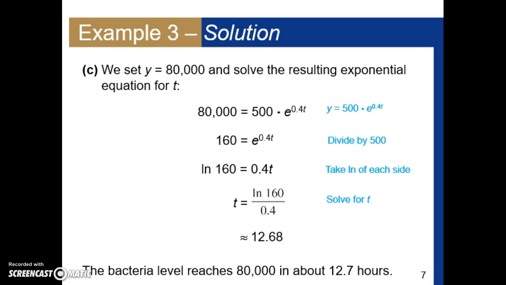So part C says, at what time will the current population be 80,000? So we know that's y. We're going to substitute that into our model for y. We divide both sides here by 500. That's where we got the 160 from. And then we're going to introduce natural log to both sides, just like we do when solving these exponential equations. We know the natural log of e to the 0.4t, natural log and e undo each other. They're inverse operations, so we're just left with the exponent. And then we have t equals the natural log of 160 divided by 0.4.